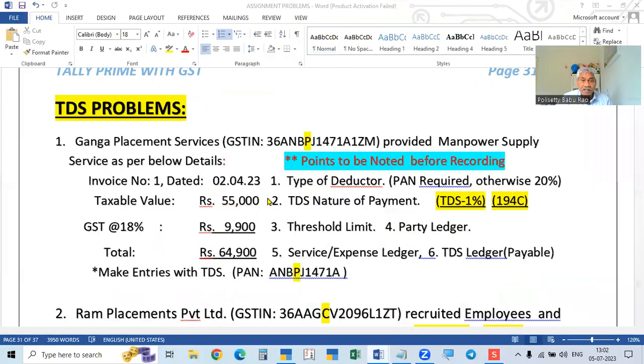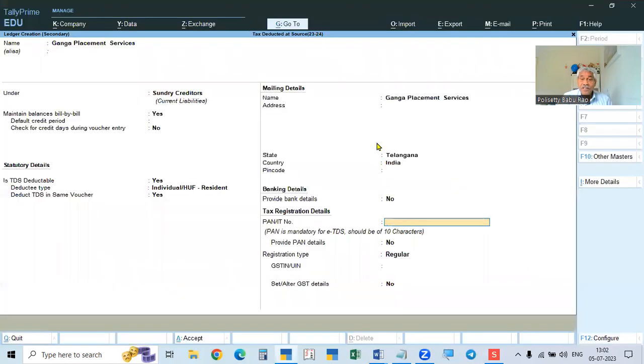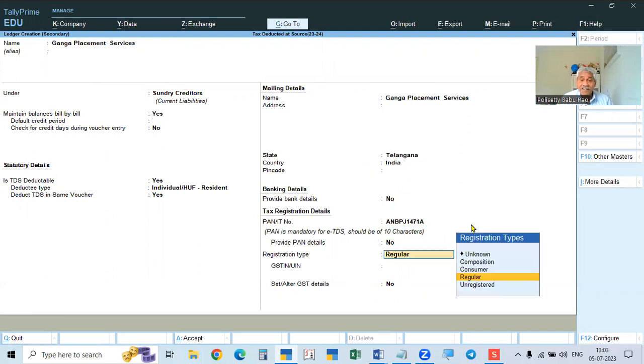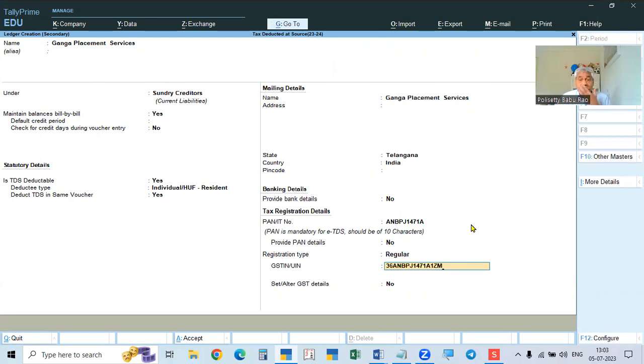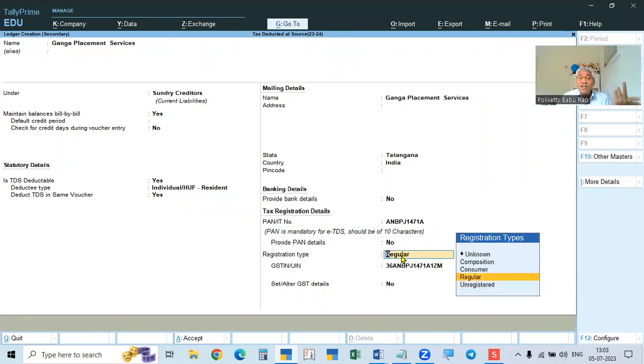So how will you know the PAN card? See here, Ganga Placements is already a registered person. Copy the registration number, and you can paste it here. Go to the end, remove 3 digits. Come to the beginning, remove 2 digits. The balance 10 digits will be the PAN card. And then registered means regular. You take regular and give the number. If it is unregistered, take unregistered. There will be no number.